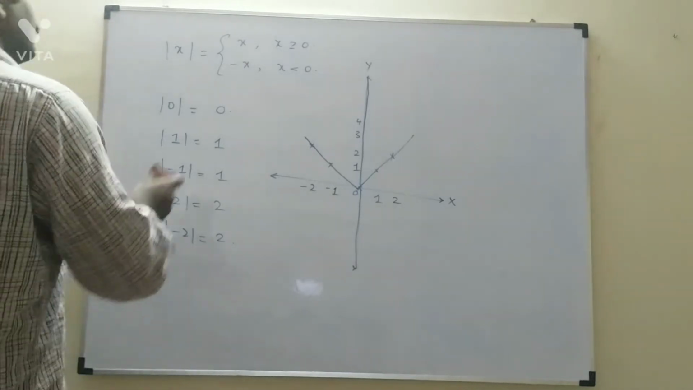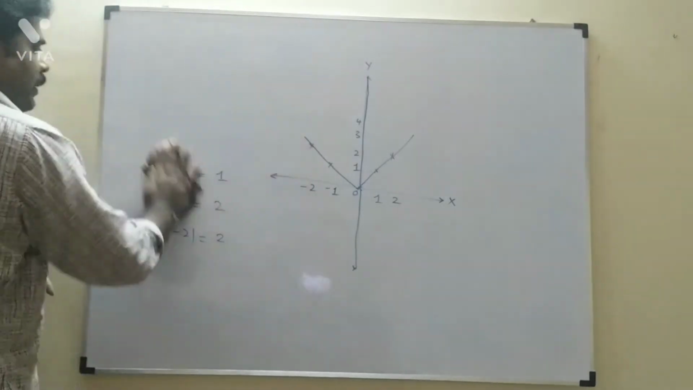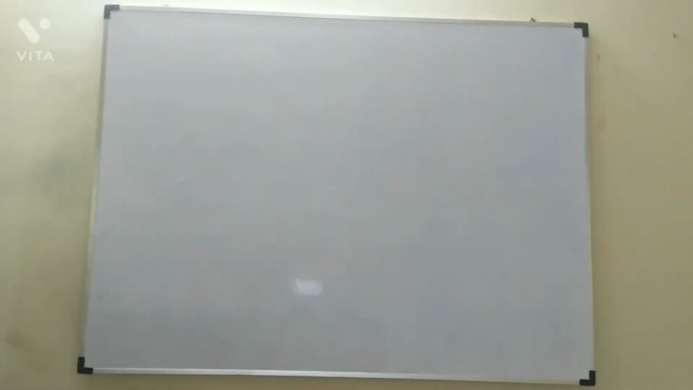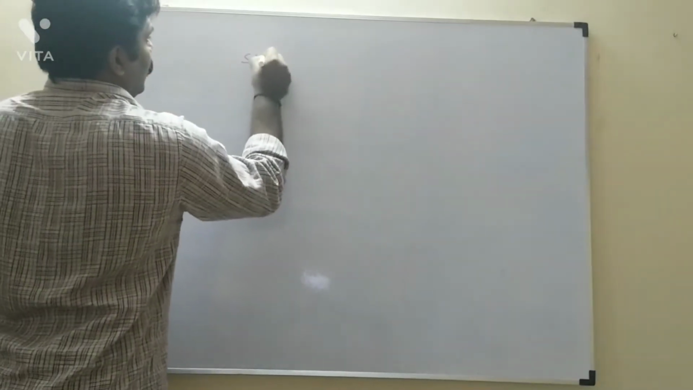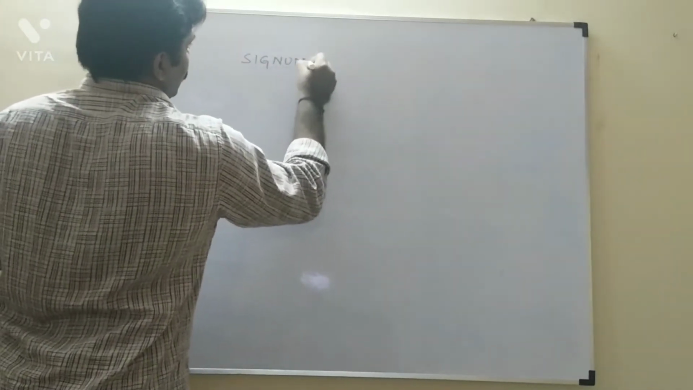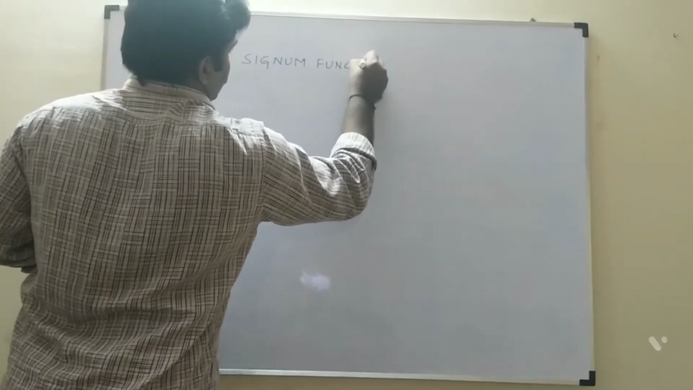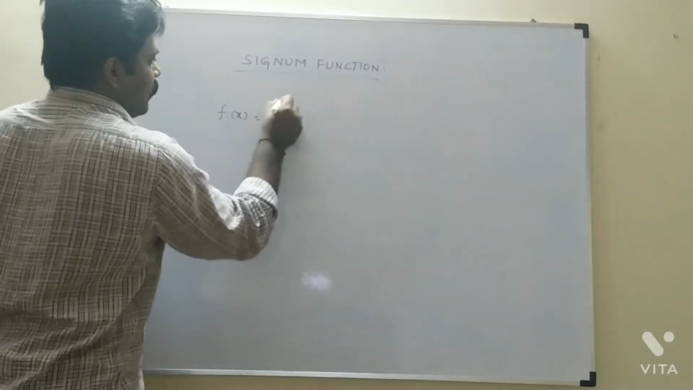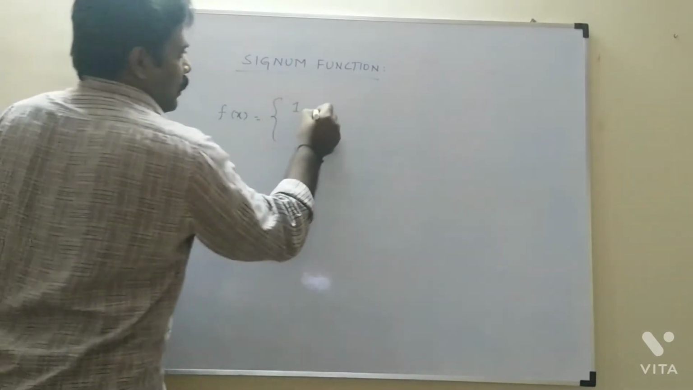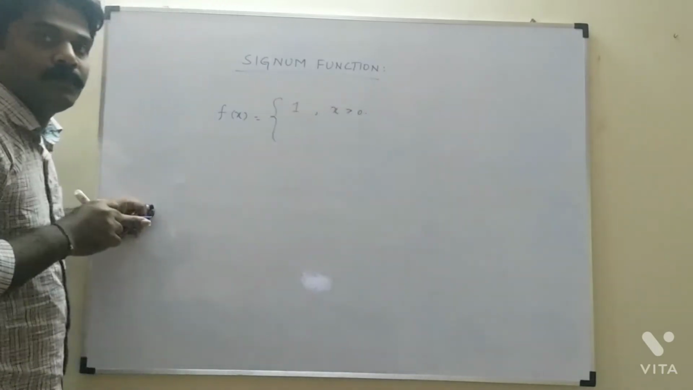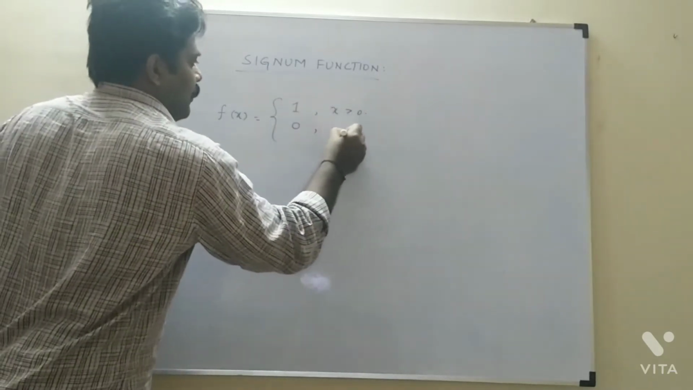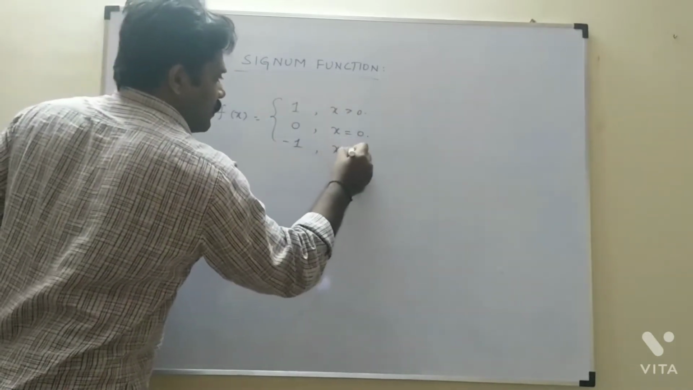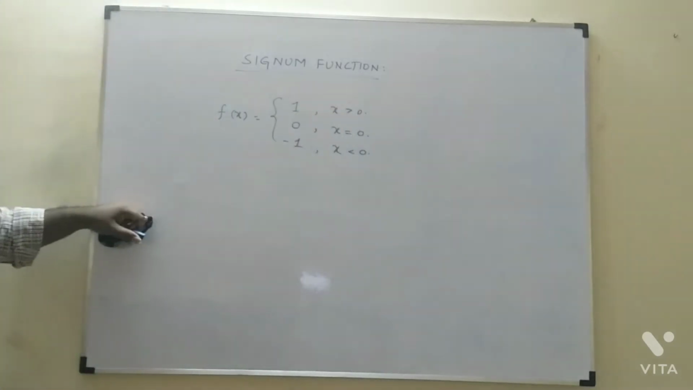Then next one, signum function. What is it? Signum function. So what happens with regards to a signum function? So signum function f of x is always equals to 1 if x value is greater than 0, and it is equals to 0 if x value is 0, and it is equals to minus 1 if x value is less than 0.